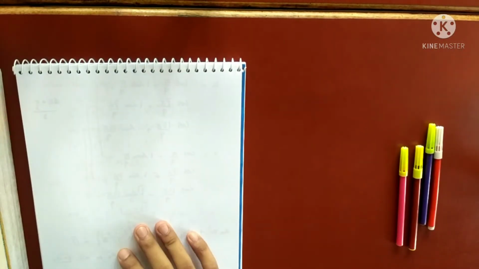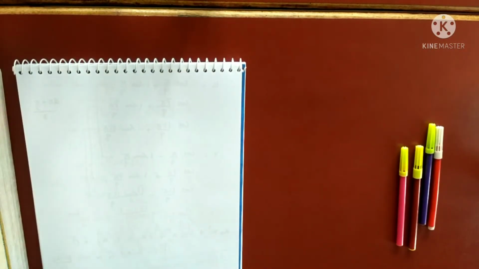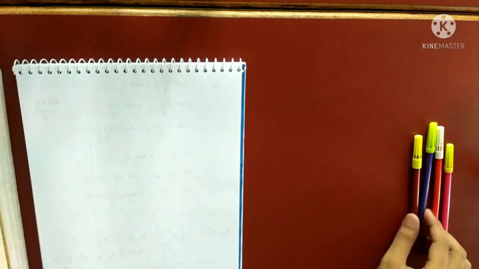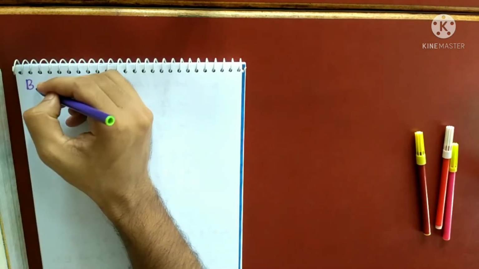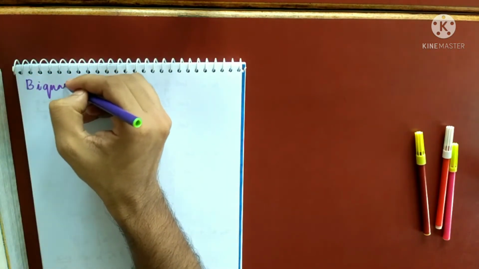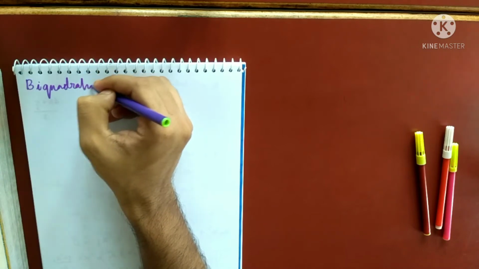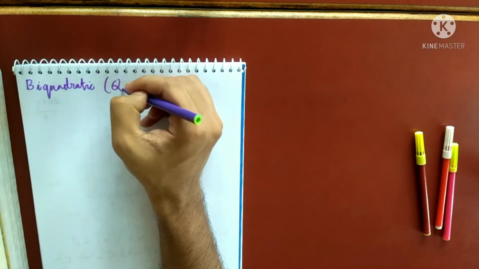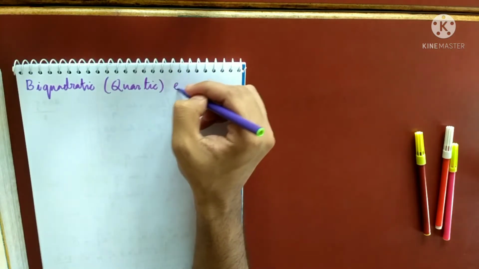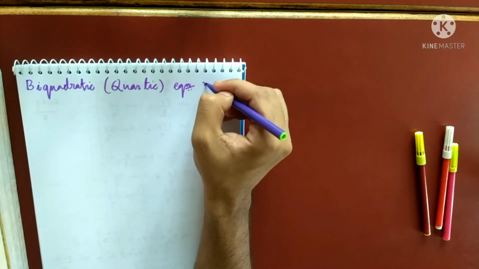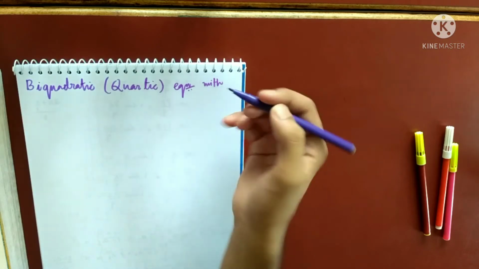Okay, so today we are going to discuss something about biquadratic equation. That means equation having 4 degree. Okay, so we'll talk about biquadratic equation, also called as quartic equations with binomial coefficients.